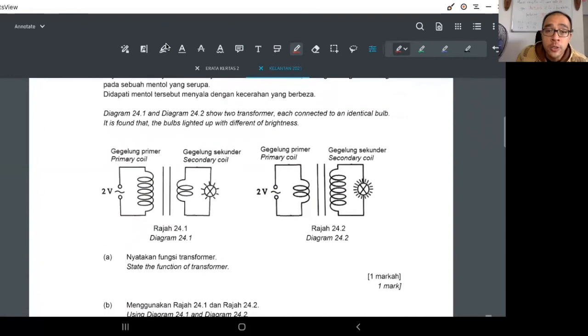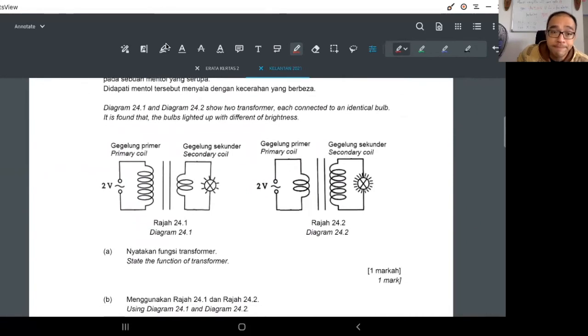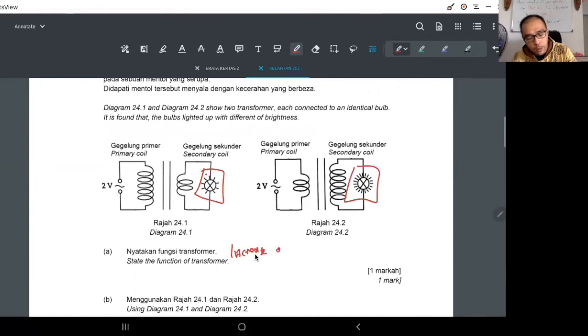24.1 and 24.2 show two transformers, each connected to an identical bulb. It is found that the bulbs light up with different brightness. So 24.1 is there, 24.2 is there. Look at the brightness, people. Very obvious that 24.2 is brighter. State the function of the transformer. The function of a transformer is to increase or decrease the output voltage.